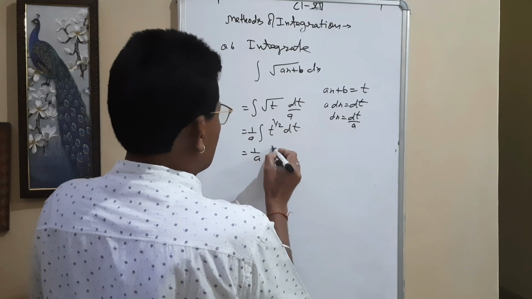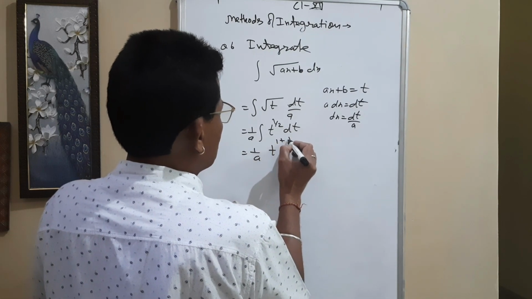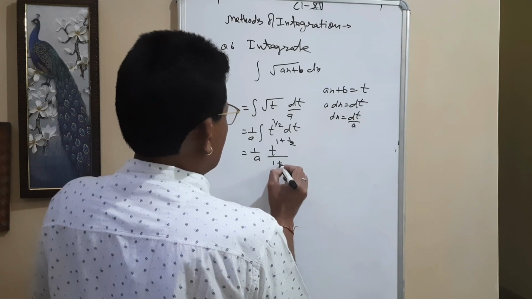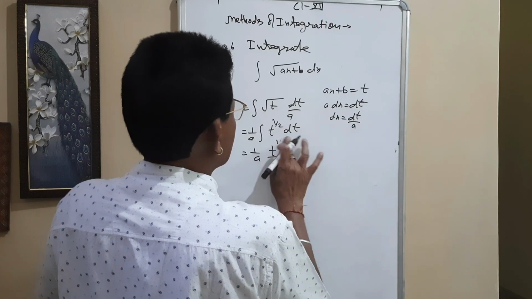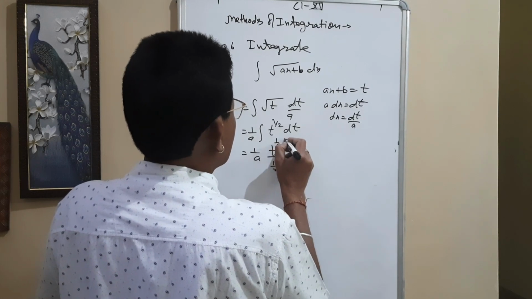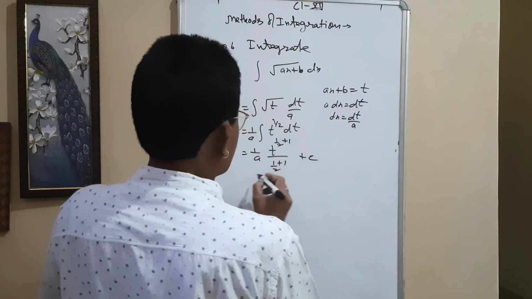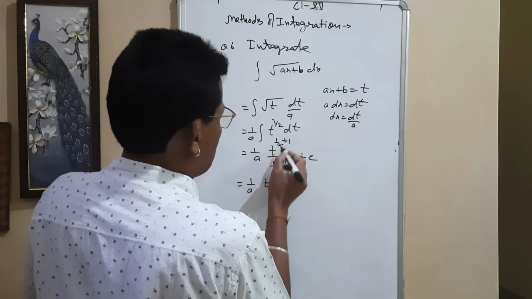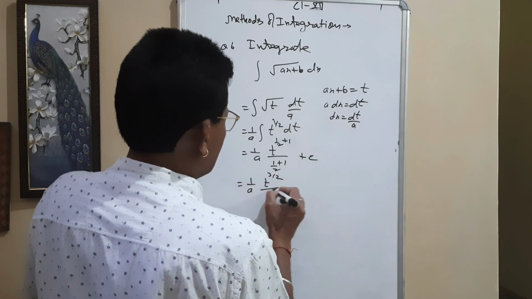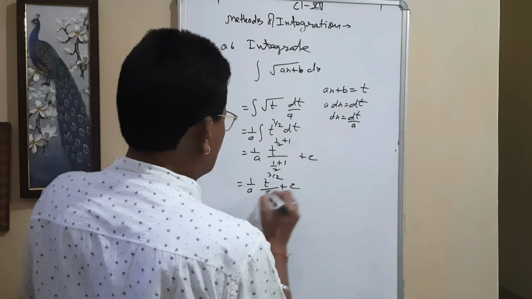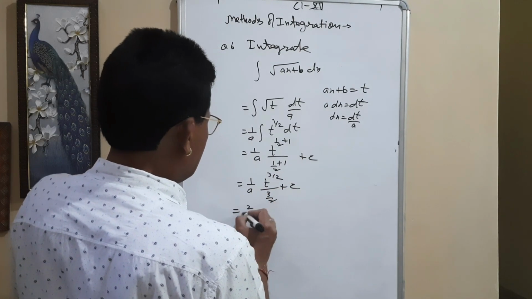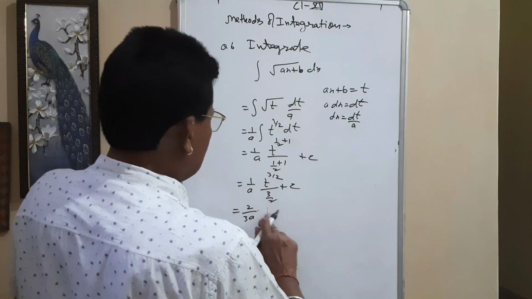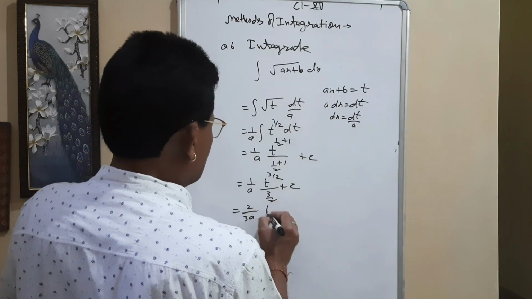1 upon a, t to the power 1 plus 1 by 2, upon 1 plus 1 by 2. Do 1 by 2 plus 1, otherwise you will get confused. Plus c. It will be equal to 1 upon a, t to the power 3 by 2 upon 3 by 2, plus c, which is 2 by 3a. Okay. And the value of t is equal to what?